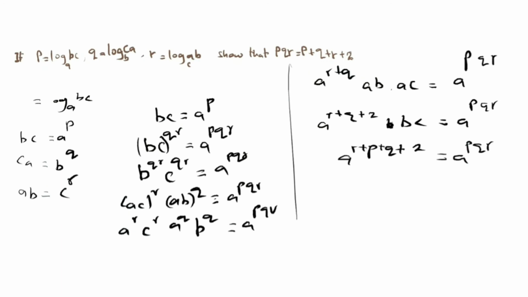So here, if a is the base, we can directly equate the powers: r plus p plus q plus 2 equals pqr. That's the final answer. That's how we solve this sum.